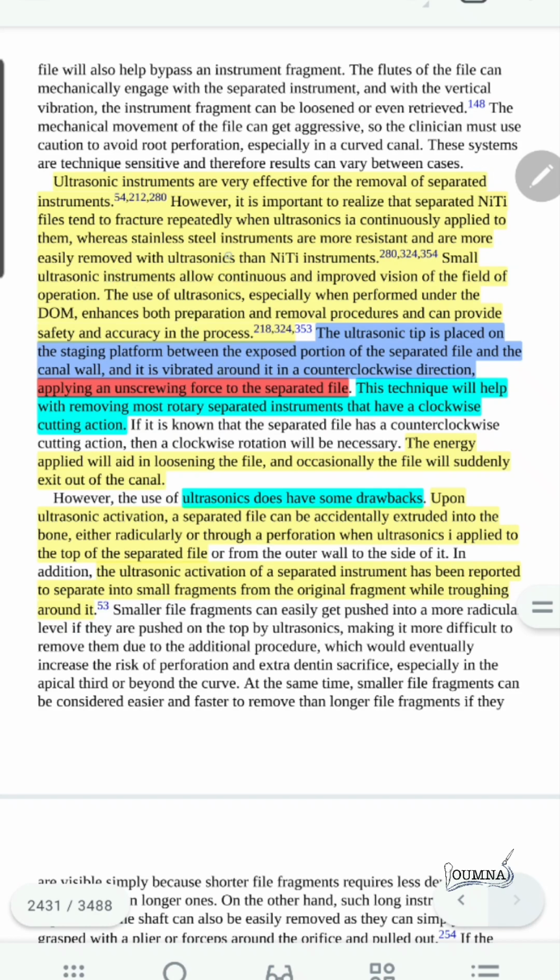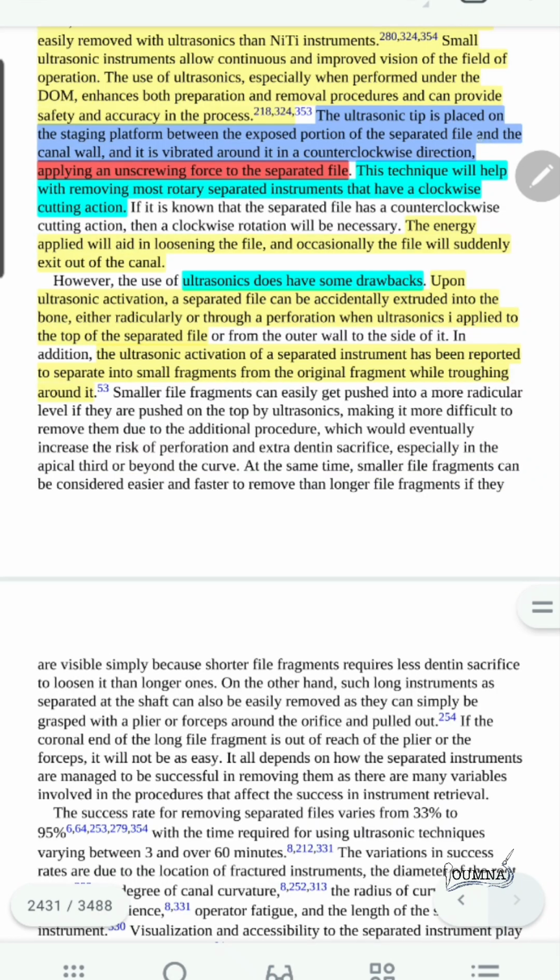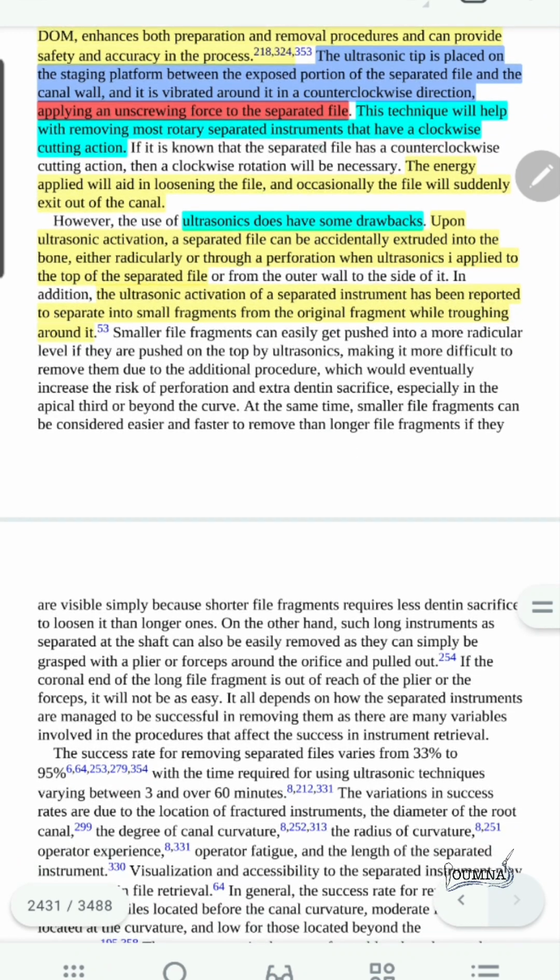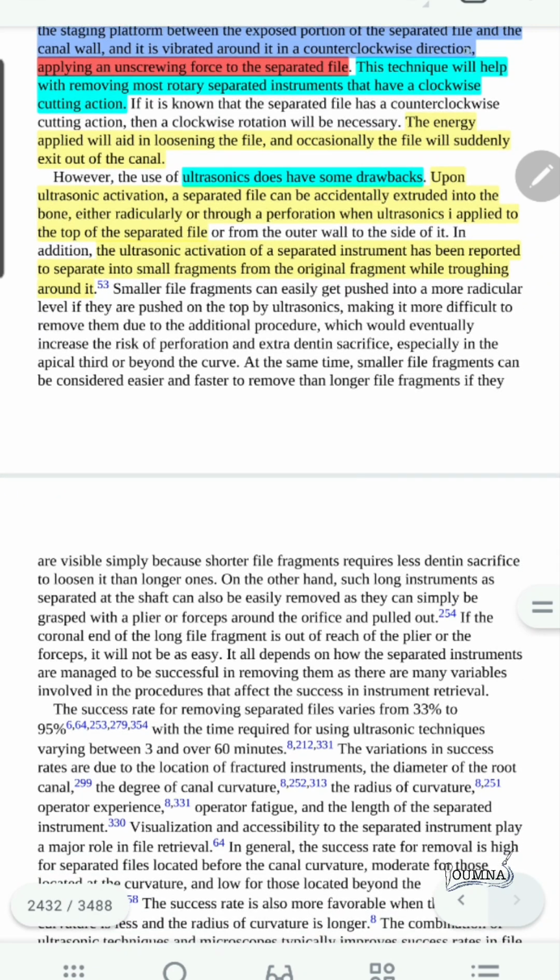They are very efficient at removing separated instruments. We place the tip of the ultrasonic between the exposed portion of the separated file and the canal wall, and then we vibrate it in a counterclockwise direction around the file, applying an unscrewing force. Usually this technique removes most of the files.